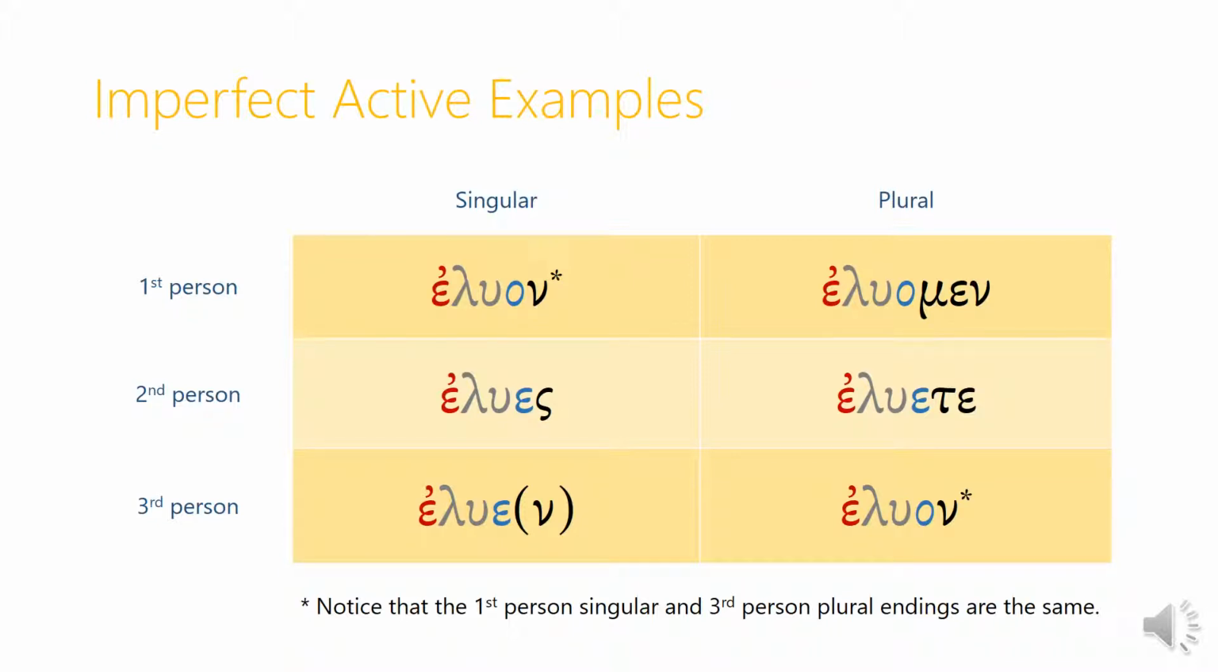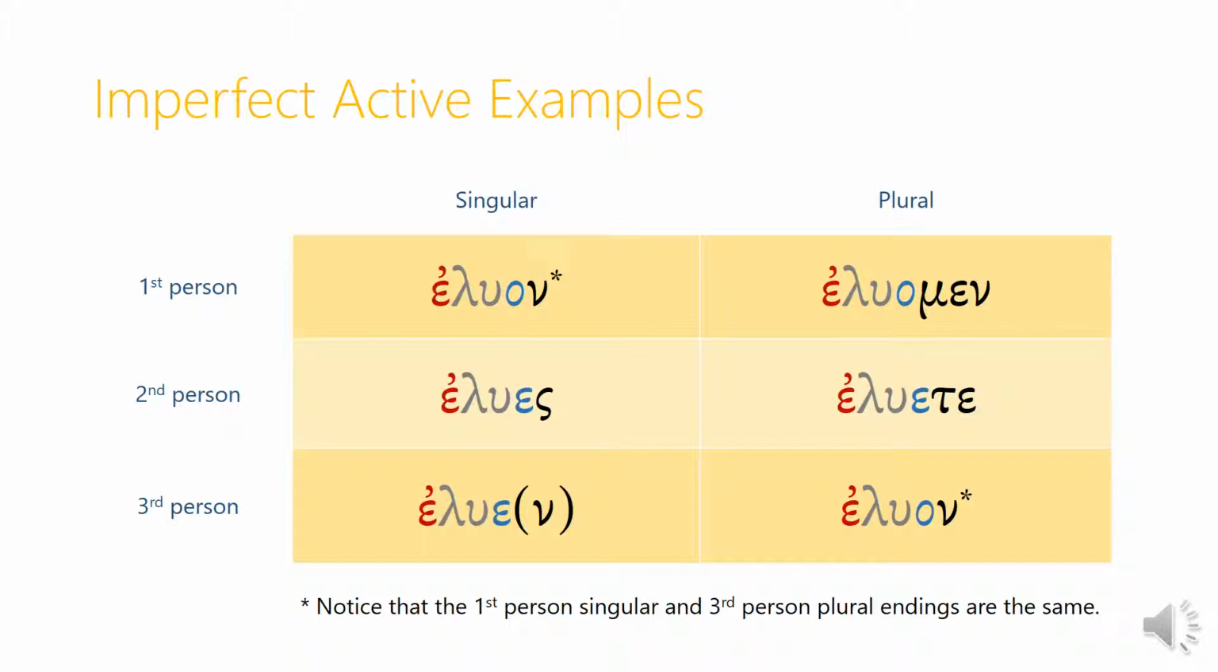So let's look at the example of luo in the imperfect active indicative. The first person singular will be eluon, and then elues, and elue, or eluen. In the plural, we'll have eluomen, eluete, and eluon. And notice again, eluon is in the first person singular, and eluon, identical form, is in the third person plural. So we really have to just look at context to distinguish whether an imperfect is first person singular or third person plural.